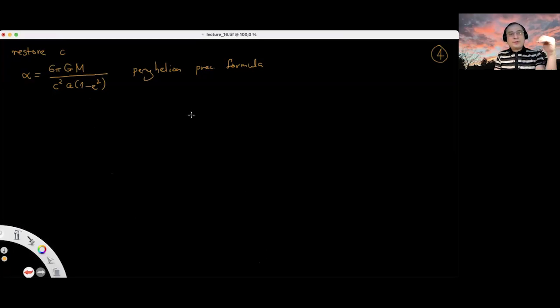Do you have questions on the derivation of the perihelion precession formula? It may look a little bit complicated, but it seems to be the easiest method in the end. It's a tricky method where we find a way to calculate the frequency of the orbit in the angular variable phi. Oh, there is a question in the chat. Okay, you don't have questions. Good.